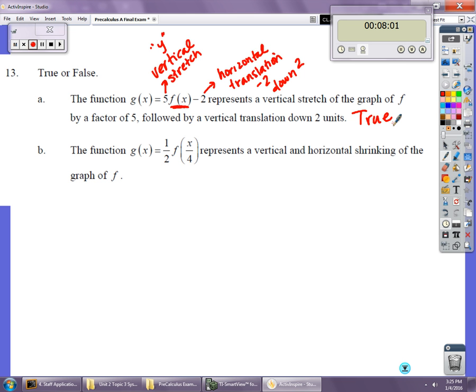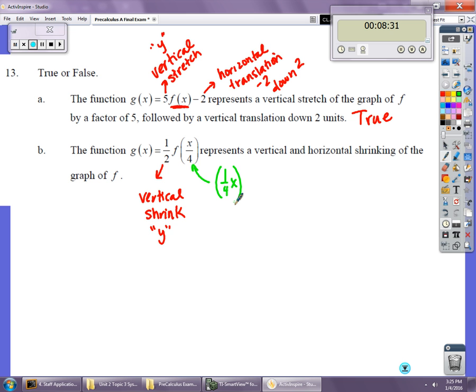Okay, in the second one, in B, the 1/2 is going to end up being a vertical shrink, right? It's less than 1, so it's going to affect the y by shrinking the numbers instead. Now, the other number in the problem is the x over 4, which you can think of as being written as 1/4 x. That's the same thing, if it's easier for you to visualize it that way.